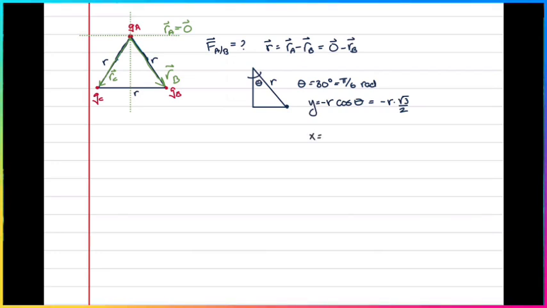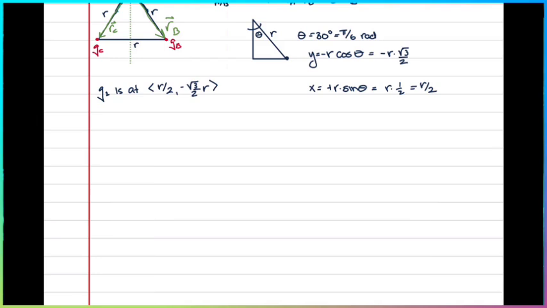And then x is positive r times sine, which then looks like it's r times a half, or r over 2, like we had before. So then Q2 is at coordinate r over 2 in the x direction, negative root 3 over 2 r in the y direction. All right, it goes to the right and it goes down. All right, so then that is R2.